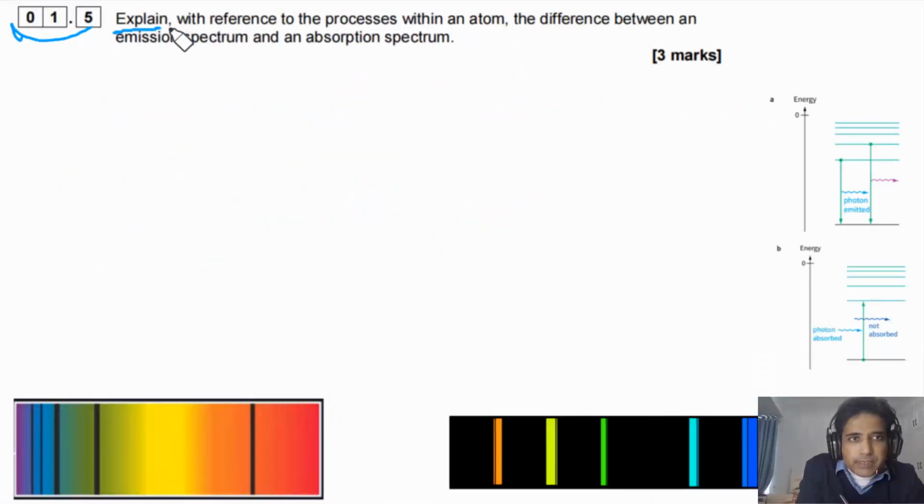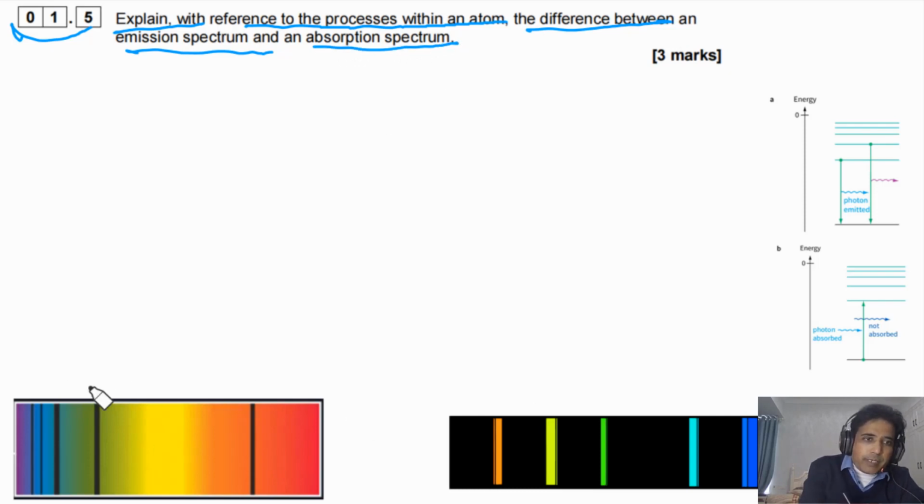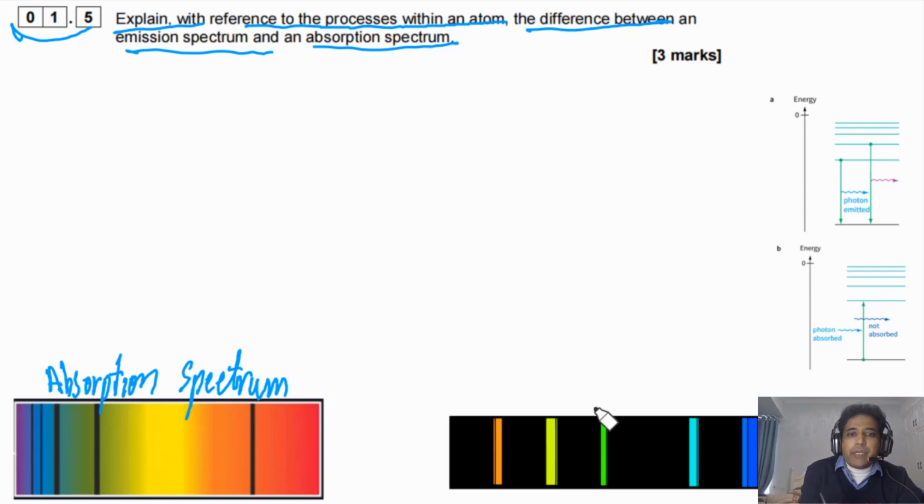Question 1.5 says, explain with reference to the processes within an atom the difference between an emission spectrum and an absorption spectrum. If you look at these two spectrums, the first one is the absorption spectrum, because we see these dark lines, which mean missing wavelengths. And this one is the emission spectrum, because we see these colored lines on this dark background.